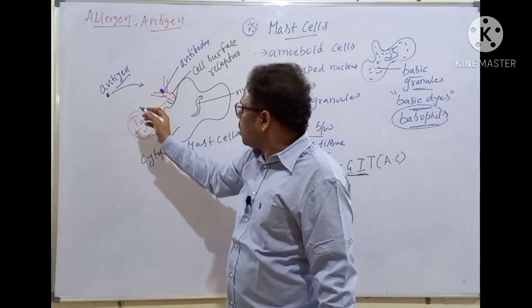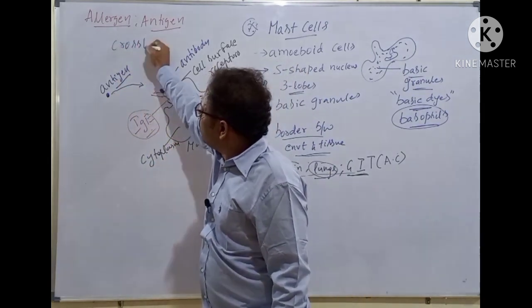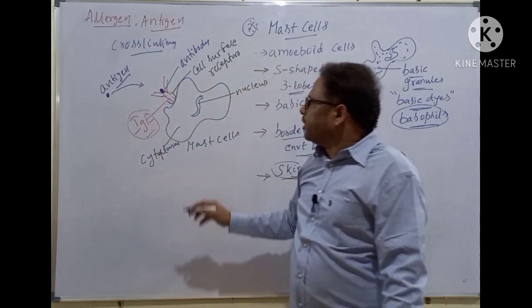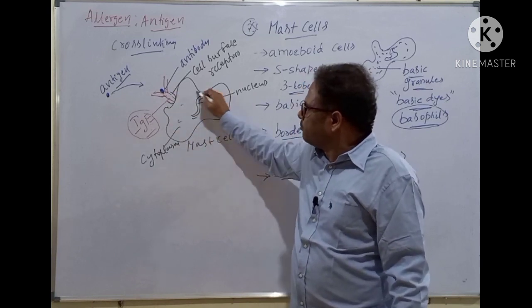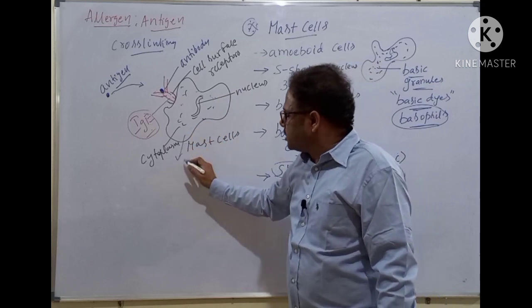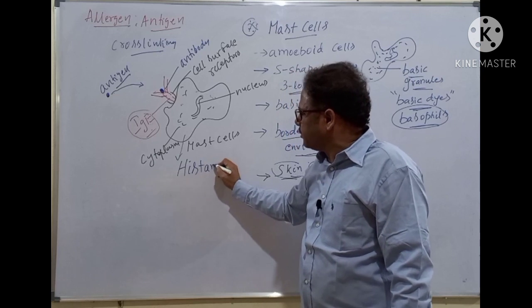This is called cross-linking of the antigen. What is this called? Cross-linking of the antigen by the antibody. Because of this cross-linking, the mast cell responds here. This is the mast cell now. The mast cell responds by secretion of the very important substance called histamine.